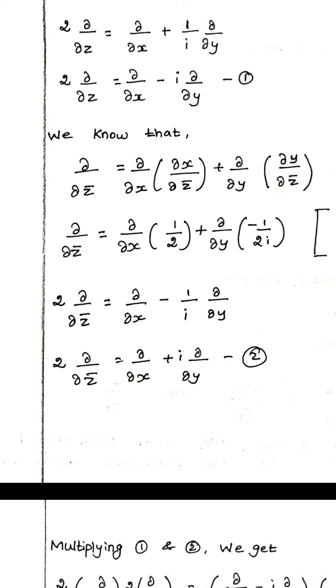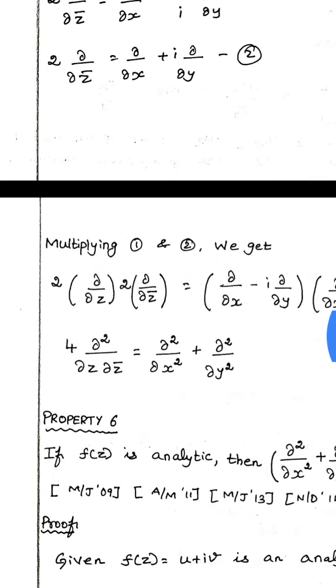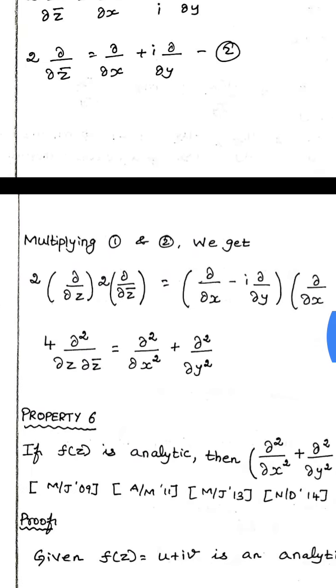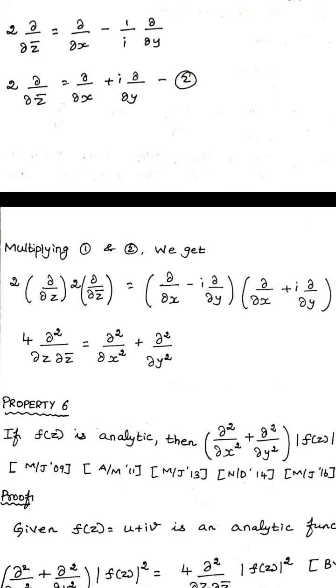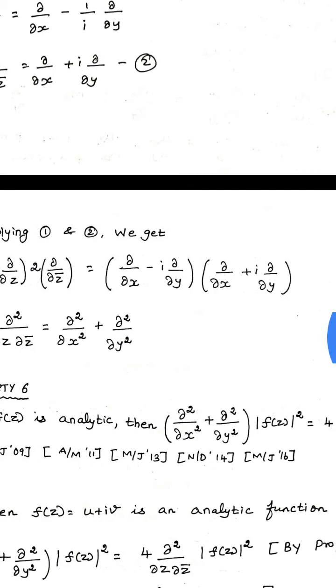Okay, then I will get two equations. If you multiply these two equations, what will you get? 4 into this side. I will first tell the left hand side. 2 into 2 gives you 4, and dou into dou gives you dou square by dou z dou z bar. In the right hand side, you will get dou by dou x minus i into dou by dou y, into dou by dou x plus i into dou by dou y. Obviously that looks like a plus b into a minus b. Hope you know the formula: a square minus b square.